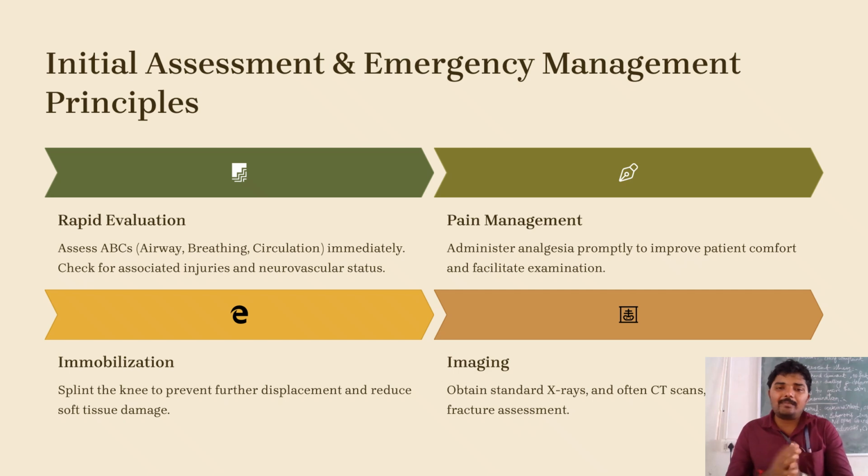Then imaging is mainly standard X-ray and CT scan. For extra-articular fractures, we use the X-ray anteroposterior view and lateral view. For intra-articular fractures, we use CT scan and MRI. Further soft tissue injury is seen on MRI scans.